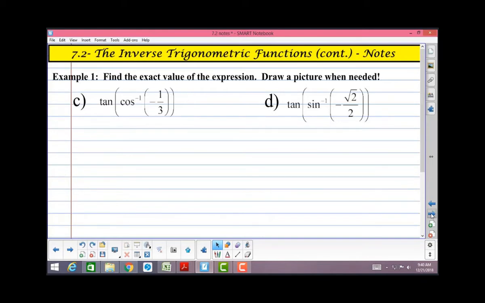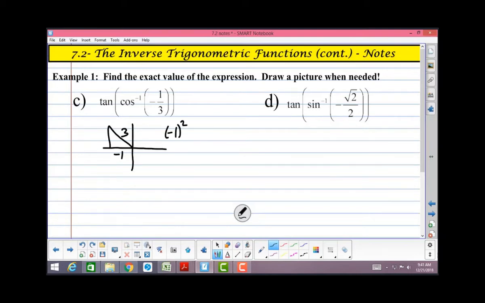Remember, for the inverse trig function for cosine, the answer ends up being in the first quadrant or the second quadrant, between 0 and 180 degrees. Because it's negative, I know it's in the second quadrant. So cosine is x over r. So I know my x is negative 1 and my r is 3.